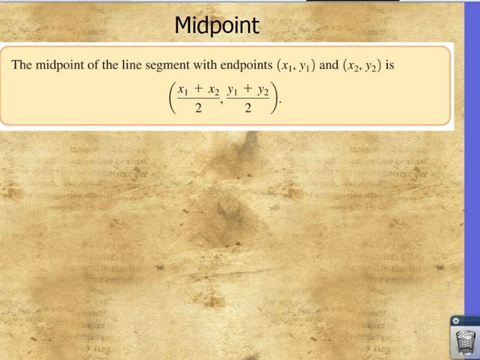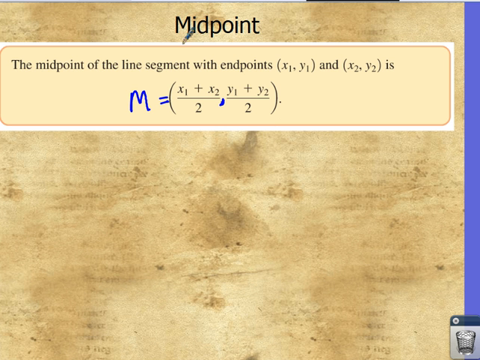That's the reason. Midpoint, there's another formula to copy down. I'm going to describe that as big M, because little m we'll talk about in just a second. The midpoint is x1 plus x2 divided by 2, comma, y1 plus y2 divided by 2.